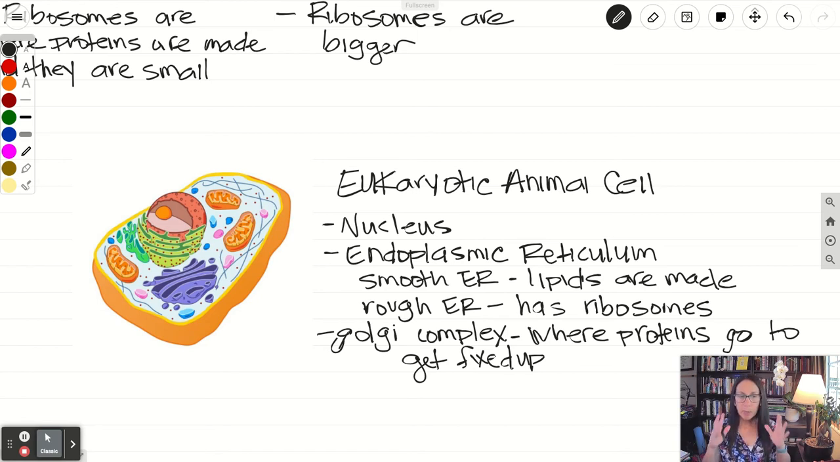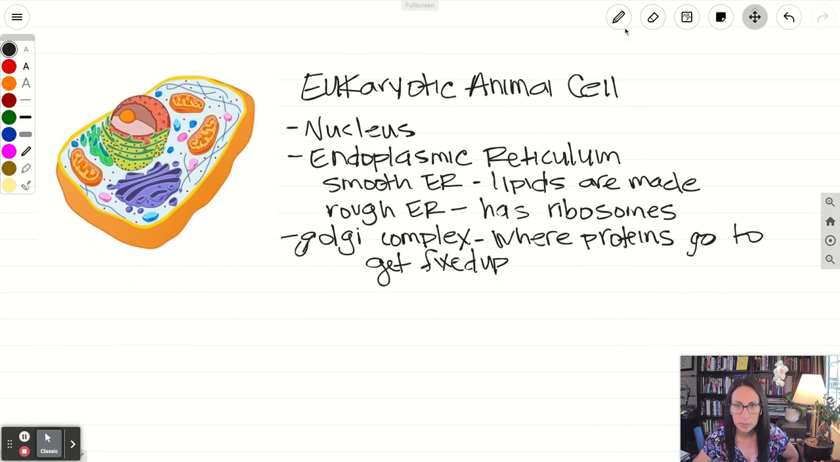Okay, then a couple more things I want to point out before I let you go is there are these big orange things here. These are called mitochondria. You might have heard of them before. So mitochondria is where energy is generated.